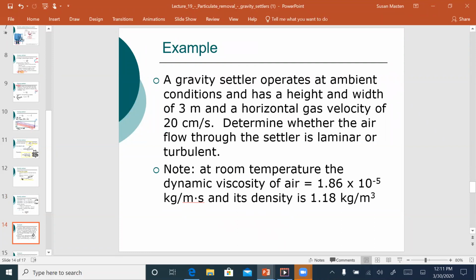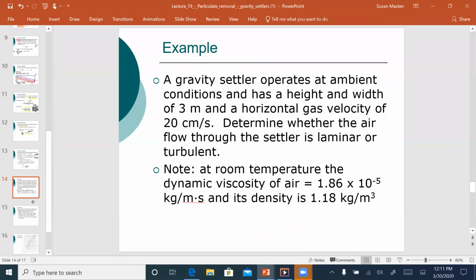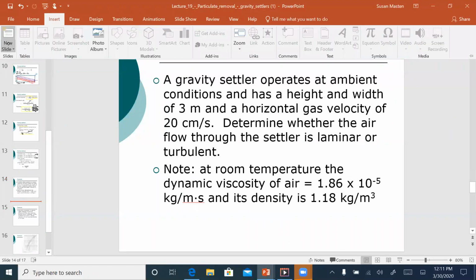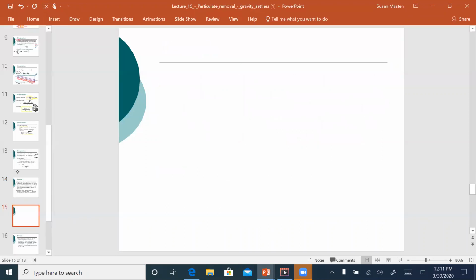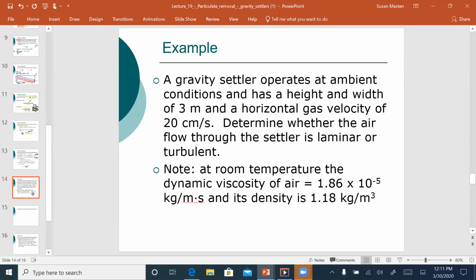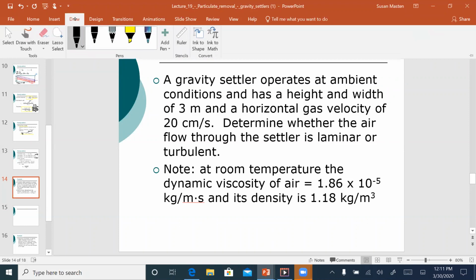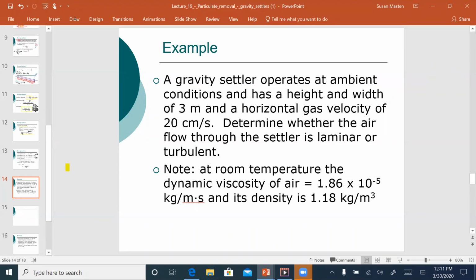So we can do a couple of examples, and I'll add a slide in here. So let's go back and look at this. What do we have? We have a gravity settler operating at room temperature, ambient conditions. It has a height and a width of 3 meters, so those are the same, and a horizontal gas velocity of 20 centimeters per second.